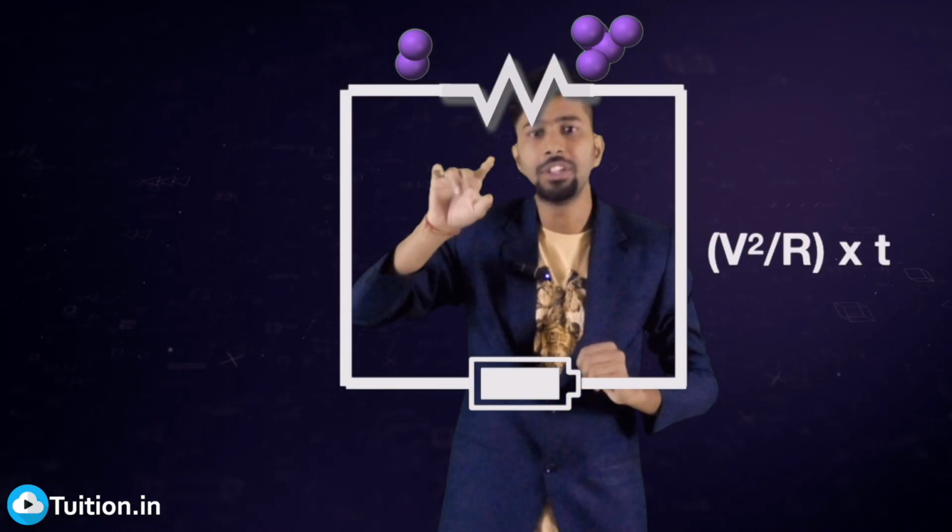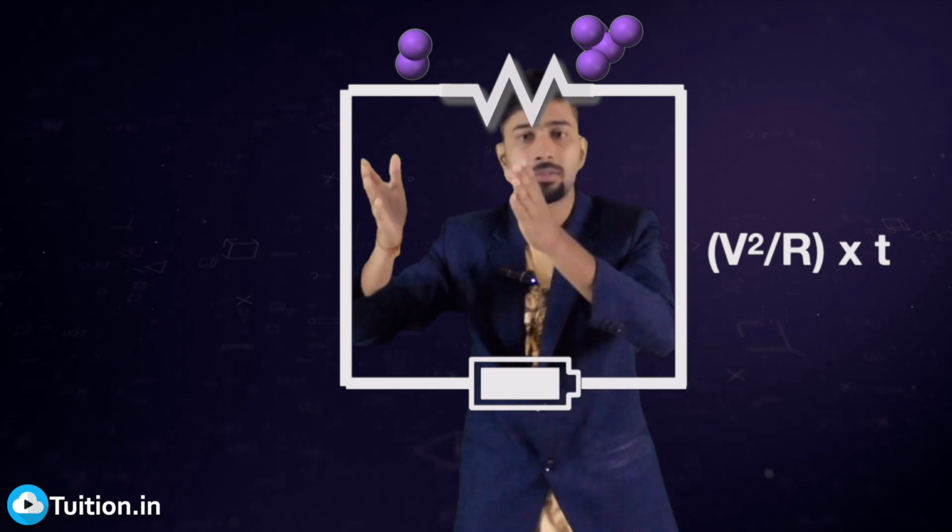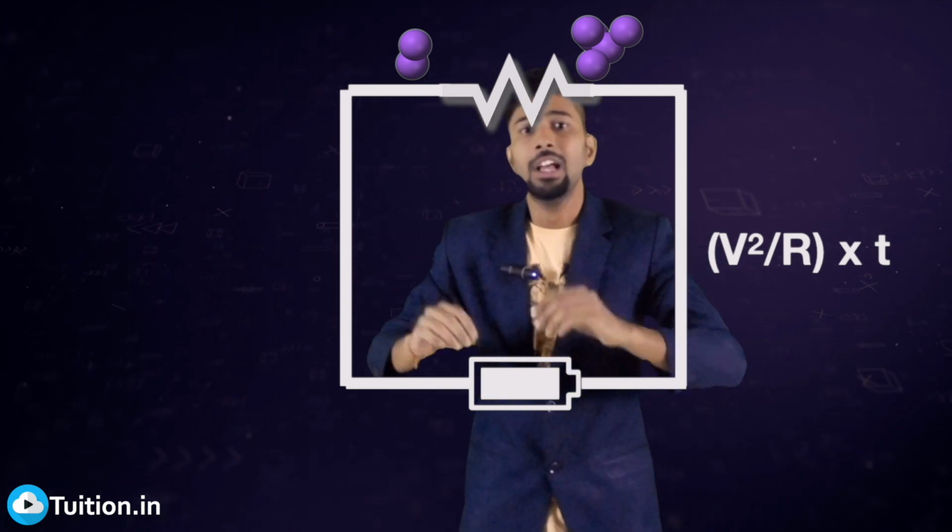So everything has gone in the form of heat, which has the formula V squared by R times T, if you observe this phenomenon for T seconds. So this is the heating effect of a resistor, and this is how you visualize a potential drop across the two terminals of a resistor.